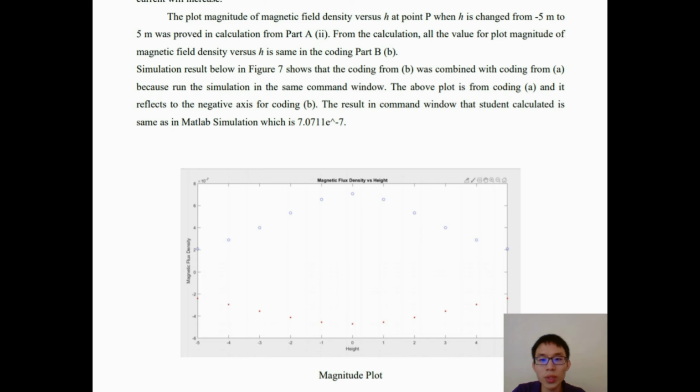The result in the command window that the students calculated is the same as in the MATLAB simulation, which is 7.0711 power of -7.